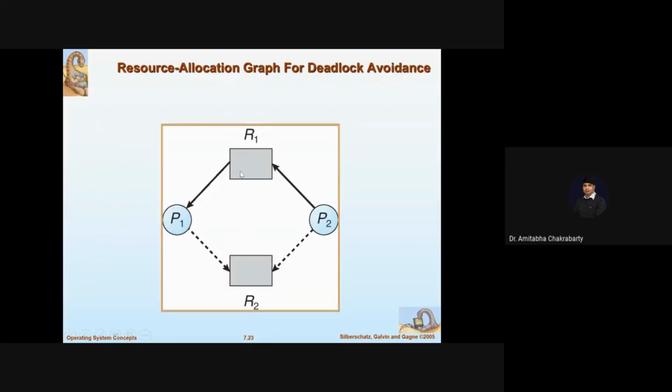Now, see the resource allocation graph for deadlock avoidance, which means we avoid the deadlock just by using this resource allocation graph. In this diagram, you could see that resource R1 is assigned to P1, and P1 might want resource R2. At the same time, P2 might want resource R2. At the same time, P2 is requesting resource R1.